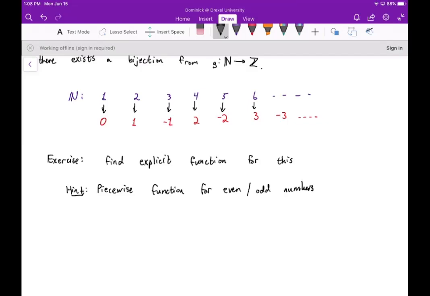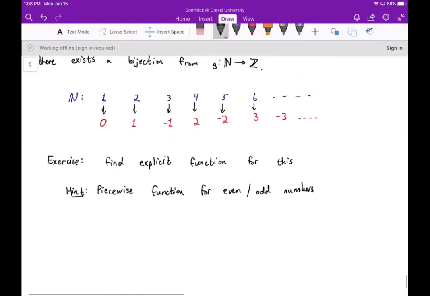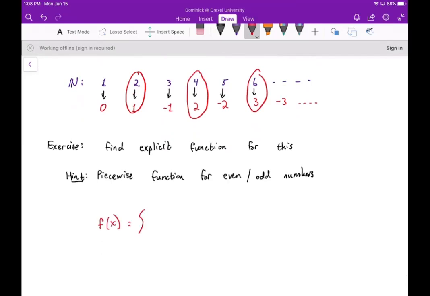You know what? Let's go ahead and actually do this, and then I'll leave the next one as an exercise, since that one's sort of the same idea. Now, sort of the key here. Following the hint, let's look at our even numbers. It looks like for all of our even numbers, we're just dividing by 2. So let's say that our f of x, again, is piecewise here, and we'll say that it's x over 2 if x is even. And of course, all my x's here are natural numbers.